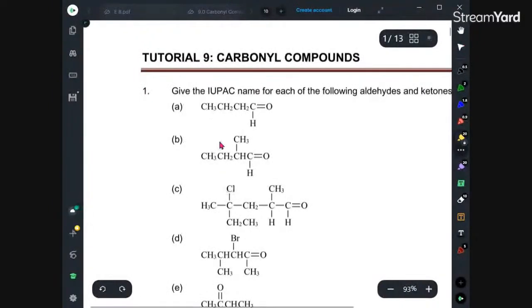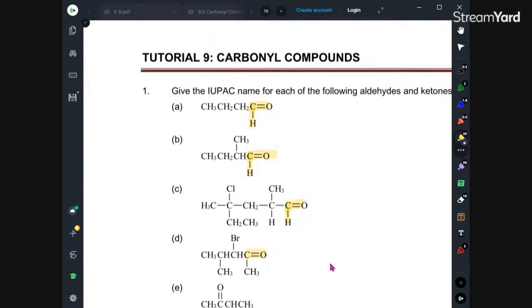First, I will highlight the functional group, so I know this is aldehyde. This one is aldehyde as well. Aldehyde. This one is ketone. So now you can differentiate. Both of the compounds are considered carbonyl compounds, but for carbonyl compounds there are two types, aldehyde and ketone.